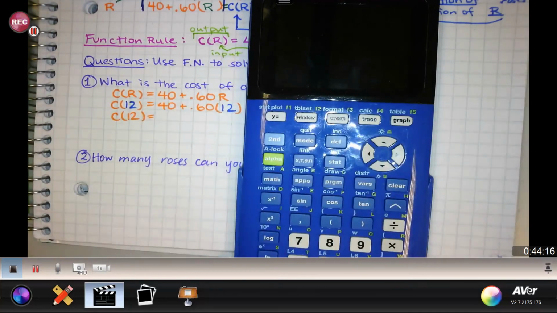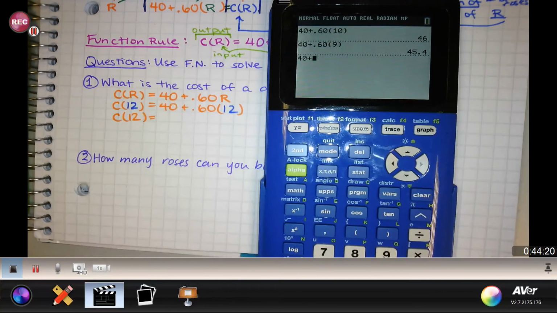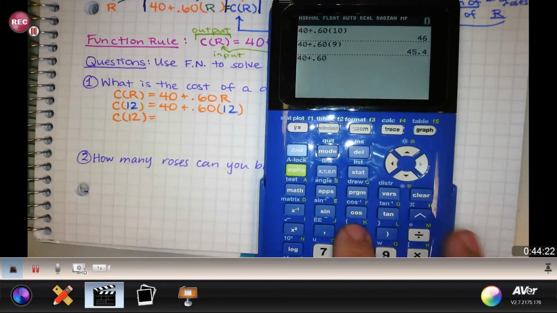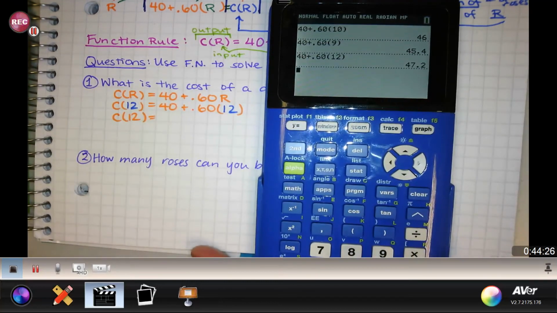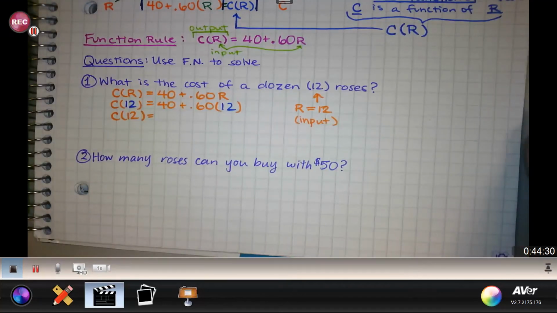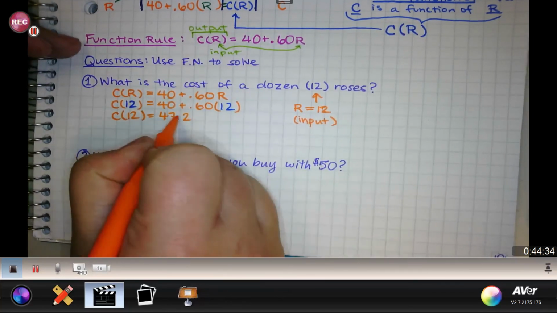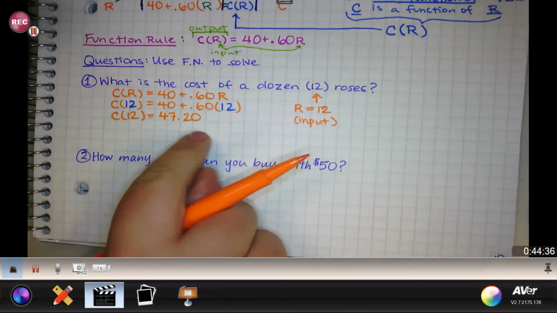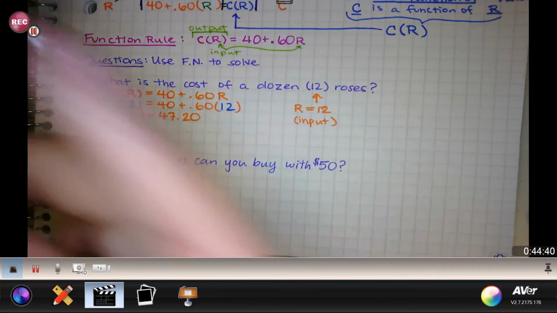So again, if you have a calculator, feel free to use it. We do 40 plus 0.60 times 12. Enter. And that gives me 47.2. But remember, we don't write money as just 47.2. We want to add a 0 because money has 2 decimal places. So there's that. We've done that now.